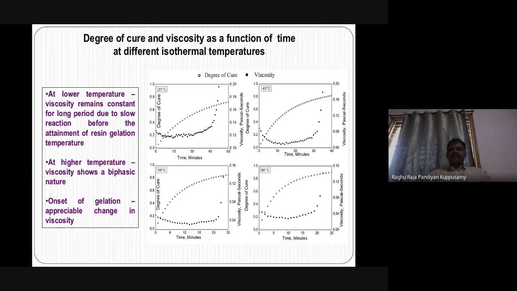So because when the temperature is applied, the viscosity goes down a bit because of the relaxation of the polymer chains. Then when the reaction starts, there will be cross-linking, there will be an appreciable change of viscosity, and then it attains the gelation state.